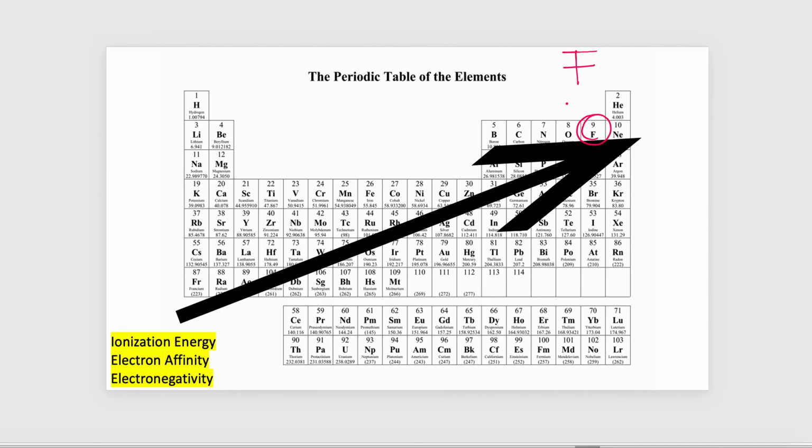So if I give you, for example, boron, carbon, oxygen, and nitrogen, and ask which of these is the most electronegative, your answer should be oxygen, because it's the closest one to fluorine. So that's for those three periodic trends.